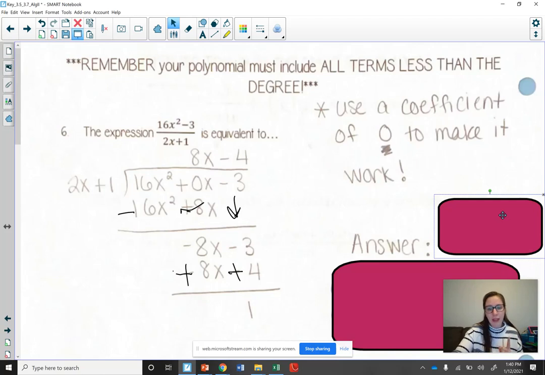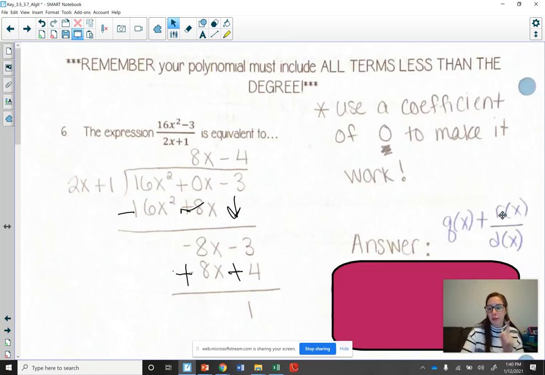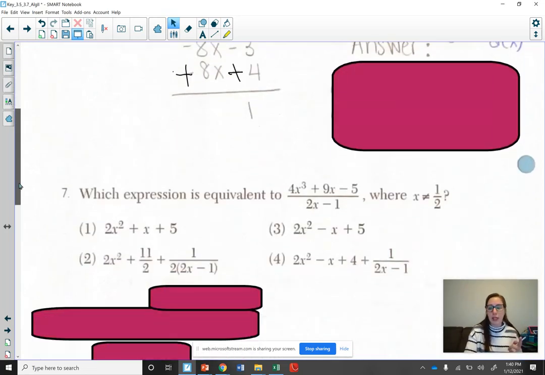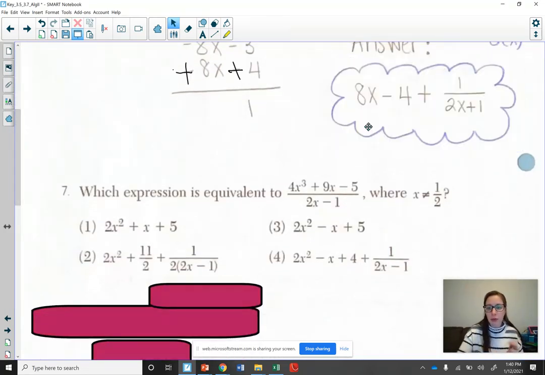When you have a remainder, that means you have a fraction, right? It's the quotient that you got plus the fraction, remainder on top, divisor, denominator. D divisor, D denominator. Okay? So that would be 8x minus 4 plus 1 over 2x plus 1.